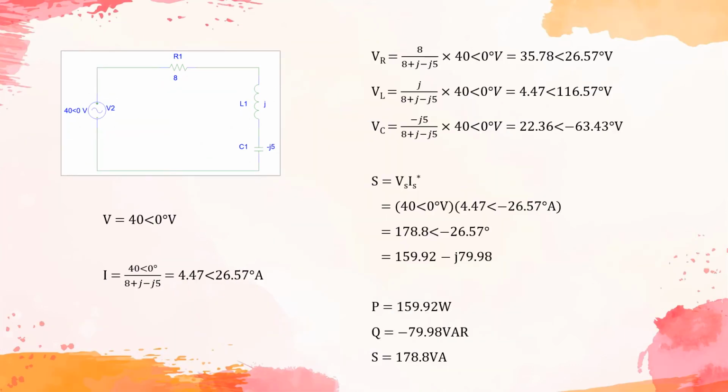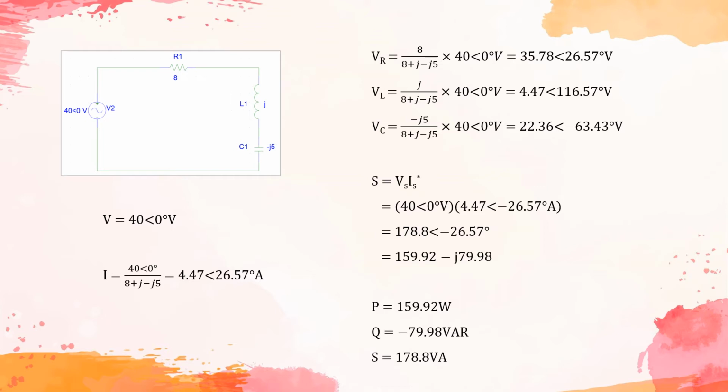The current is equal to voltage divided by the total impedance. So the voltage is equal to 40 with 0 angle, and the total impedance is 8 plus j minus j5. So after we calculate, we will get 4.47 with angle of 26.57 ampere.